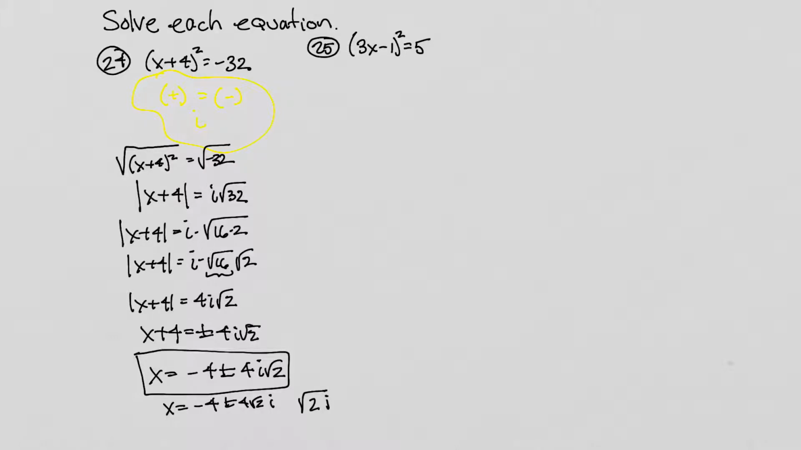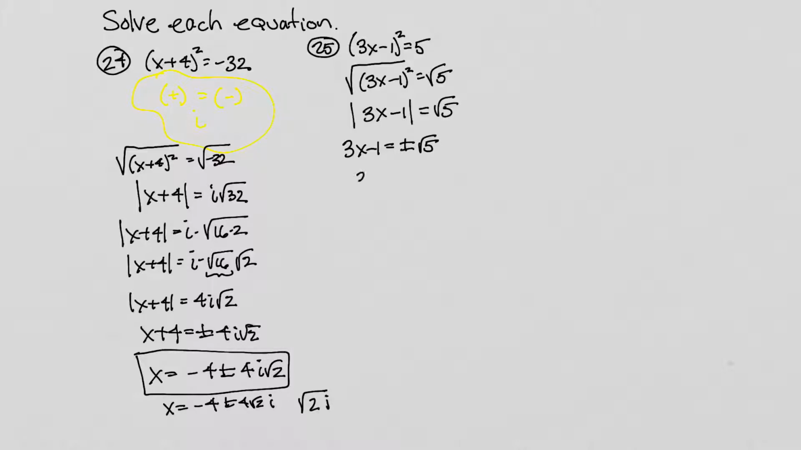Let's use the square root method to solve this equation. So let's take square roots of each side. So we'll get the square root of 3x minus 1 squared equals square root of 5. Take the square root of the square, that'll give us the absolute value of 3x minus 1 equals square root of 5. And we're not going to be able to simplify that square root of 5. 5's prime, so we're done with that. So let's remove the absolute value signs. 3x minus 1. This is where we get plus or minus square root of 5.